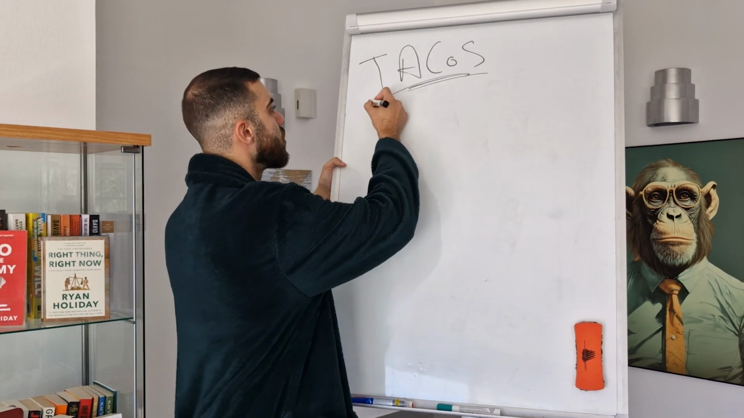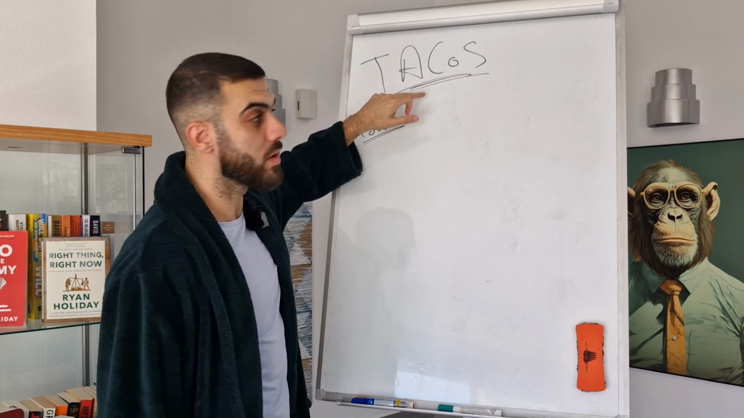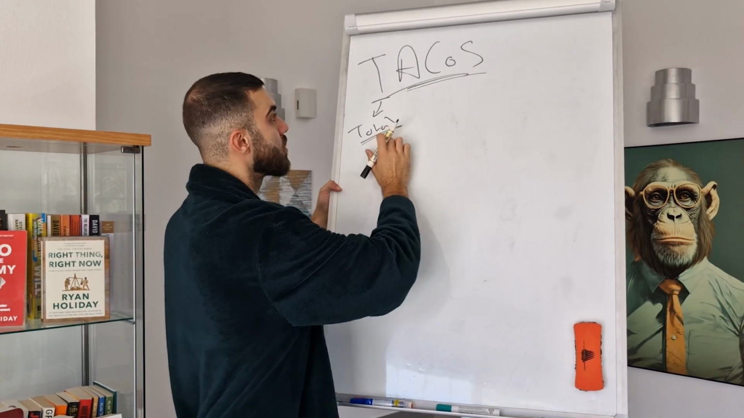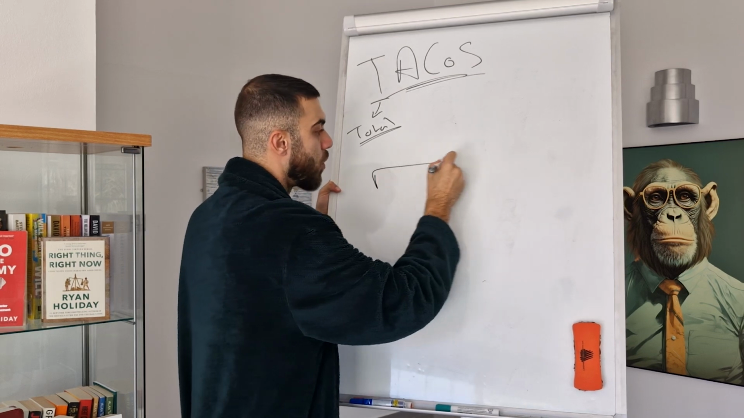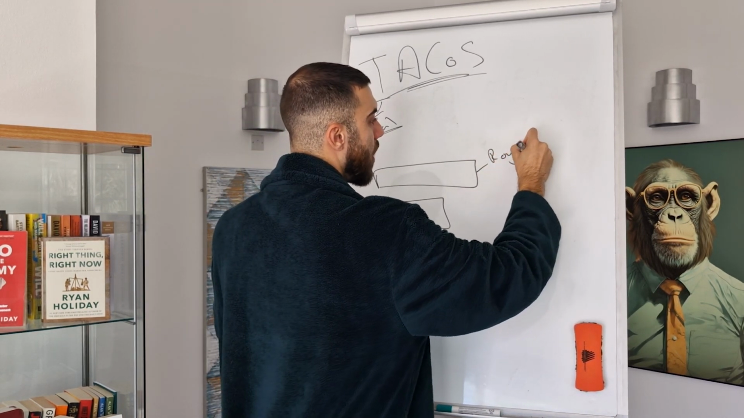Tacos sounds good. This is your total ACOS. I'm going to call it total ACOS. What does this mean? ACOS means revenue compared to spend. What total ACOS means is royalties compared to spend. Not revenue, royalties. Now, why is this more accurate?